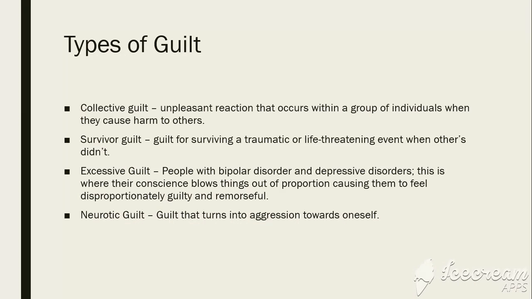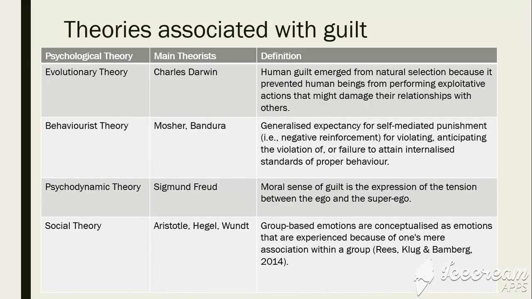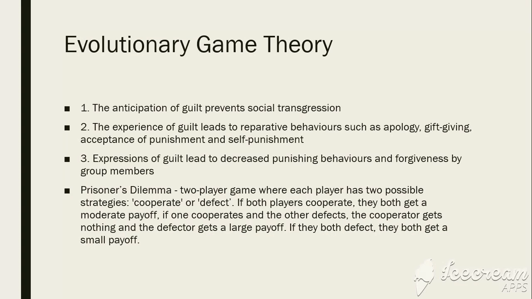However, the most common types of guilt are guilt for something you did, and survivor guilt, where one believes you have done something wrong for surviving a traumatic event that others didn't. The main theories associated with guilt are evolutionary theory and psychodynamic theory. Evolutionary theory defines guilt as emerging from natural selection because it prevented humans from performing actions that might damage their relationship with others, whereas psychodynamic theory states that the moral sense of guilt is the expression of the tension between the ego and the superego.